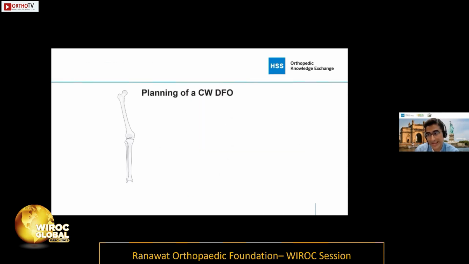If we go on to planning, which is the 20% of the job here, firstly, for a closing wedge DFO, the first thing you want to do is draw the mechanical axis. You then want to establish a virtual weight-bearing axis that's going to go through the center of the knee, really what you're aiming for. Define your hinge point.